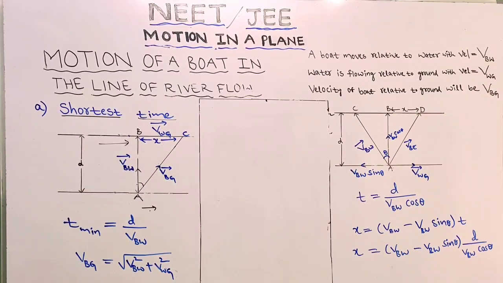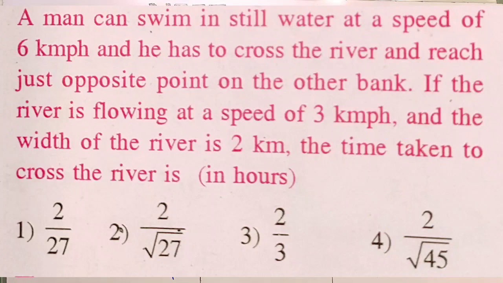Next problem, on the screen you can observe: a man can swim in still water at a speed of 6 km per hour, and he has to cross the river and reach the point just opposite on the other bank. If the river is flowing at a speed of 3 km per hour and the width of the river is 2 km, find the time taken to cross the river.